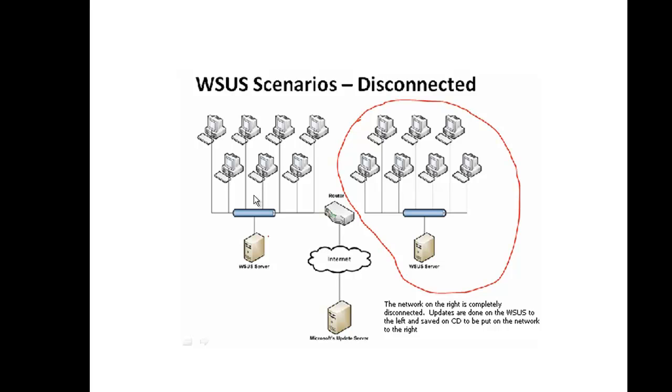However, because there is no internet connection between the two networks, what will happen is that the updates done on the WSUS to the left will have to be saved on media and physically put on the server to the right. And that's why we call it the WSUS disconnected scenario.